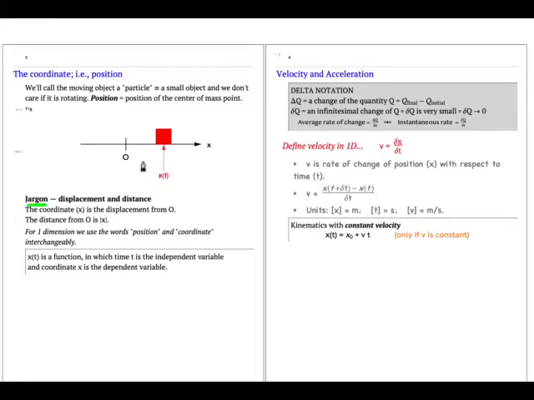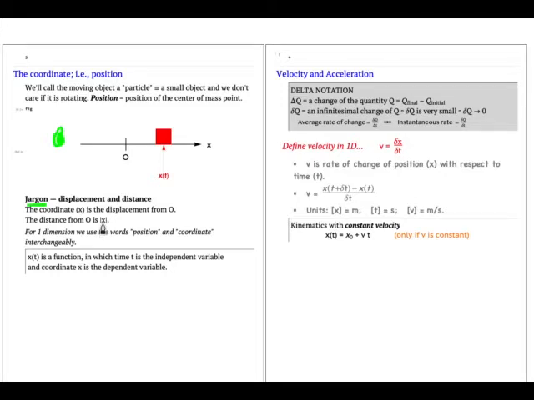So the coordinate would be positive. But if the object were over here, that's a negative displacement. It's to the left of the 0 point. It's in the negative region. So the coordinate, that's x, is the displacement from the origin. Now, what's the distance? The distance is the magnitude of x, or the absolute value. So the distance from the origin is the absolute value of x.